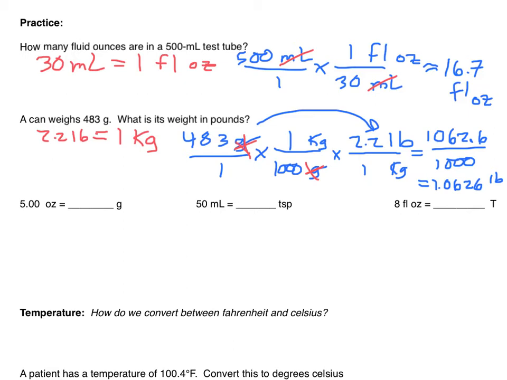So I'm going to first start with my 5 ounces, and I'm going to have to leave space here because it might take a couple different steps. And I'm going to write that down below. I eventually want to get from ounces all the way over to grams.